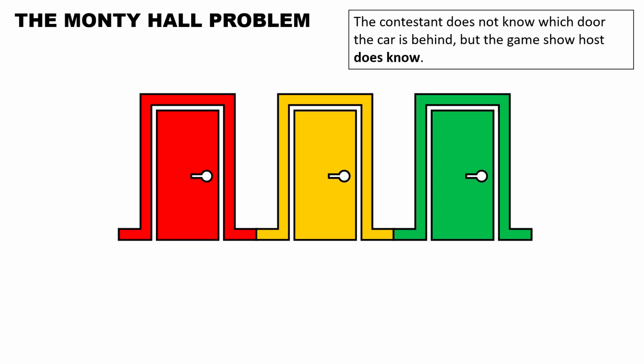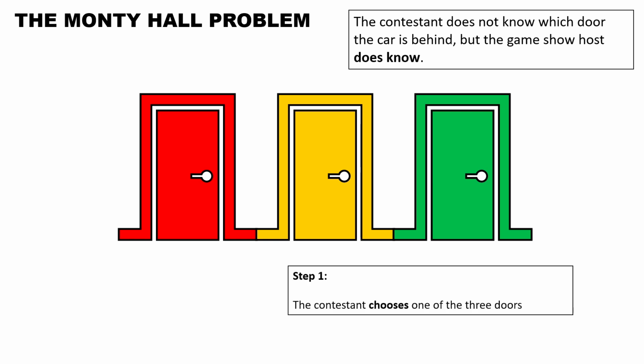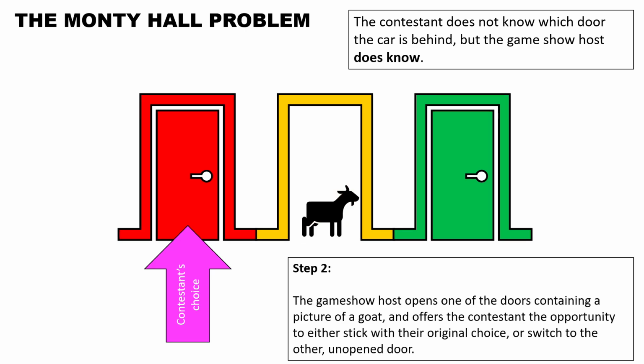The contestant doesn't know behind which door the sports car lies, but the presenter, Monty Hall, does know. So the contestant is given the choice of any one of the 3 doors. So let's suppose that they choose this door. The presenter then reveals one of the pictures of goats behind one of the unchosen doors. The contestant is then given a choice. The contestant could either stick with their original choice, in this case the red door, or they could choose to switch to the other unopened door.